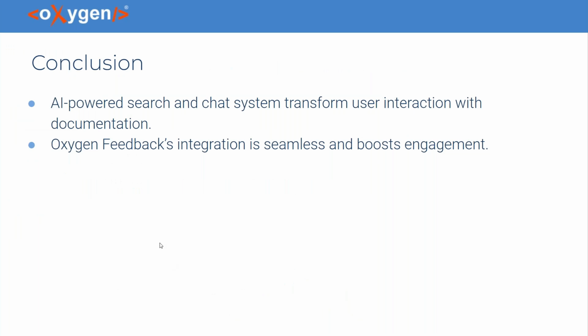To wrap up, let's quickly recap what we've covered today. We looked at how to publish documentation with Oxygen Publishing Engine, integrate Oxygen feedback, configure content indexing, and use advanced AI-powered tools like the AI Assistant, chat system, and the AI-enhanced search summary. I think you now have the tools to elevate your technical documentation with AI.